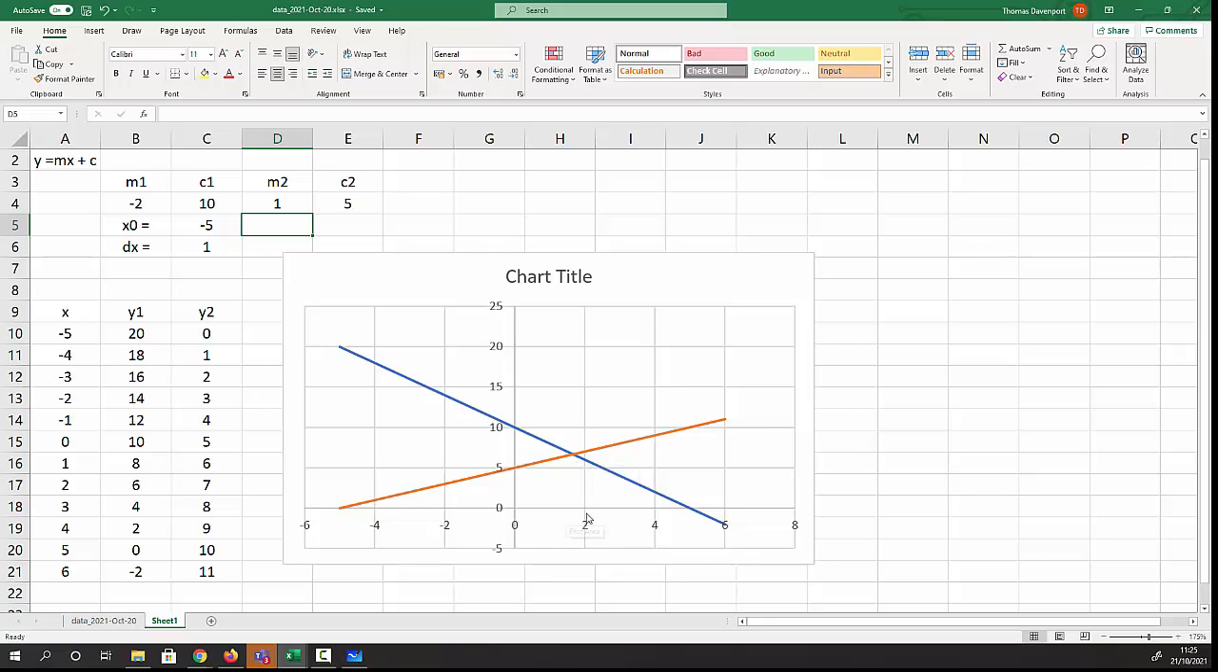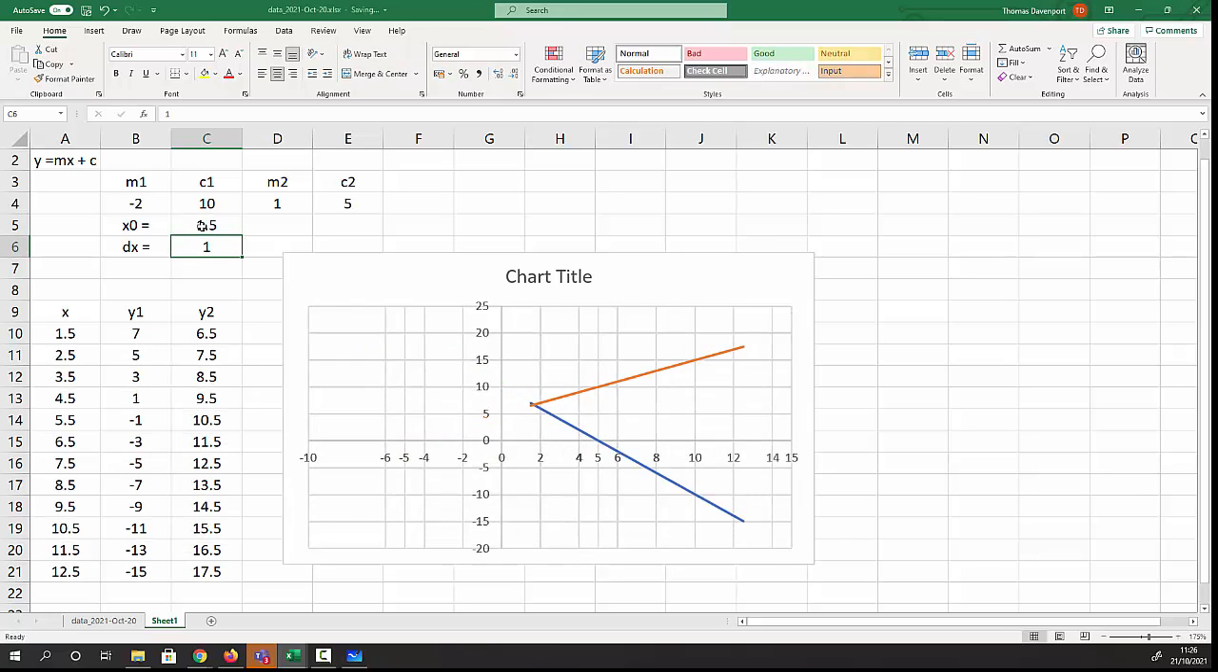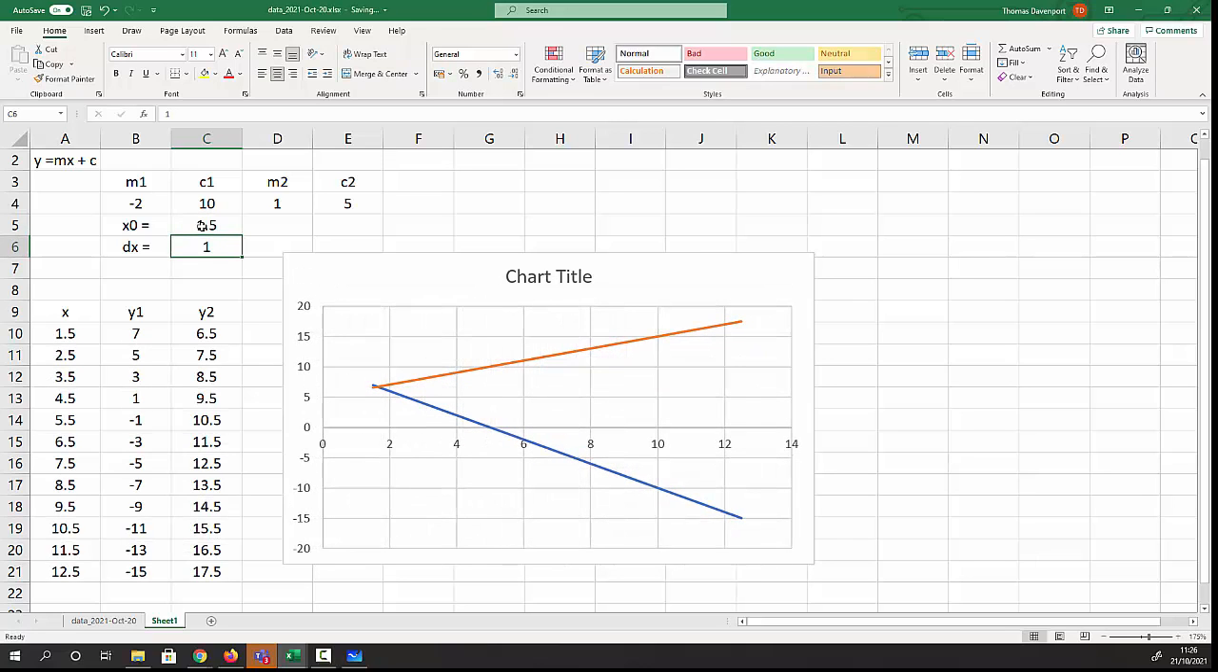Now that point there is just a little bit less than 2, isn't it? So if I look on my graph here, at x equals 2, the first line y is equal to 6 and the second line is y is equal to 7, and that's the closest point. But I can zoom in a little bit here. So instead of starting at -5, let's say I start at 1.5, and instead of having a step of 1, I have a step of 0.1.